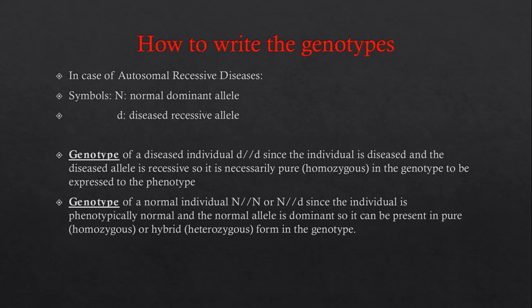In the case where there is a normal individual, the genotype is supposed to be either capital N capital N or capital N small d, meaning the genotype is supposed to be either pure or hybrid. The justification is that the individual is phenotypically normal, which we can notice from the pedigree, so we have to write that this individual is phenotypically normal, and since the normal allele is dominant, it can be present in pure or in hybrid form in the genotype, and in both cases it is going to be expressed into the phenotype.